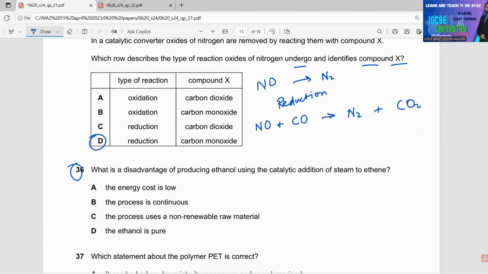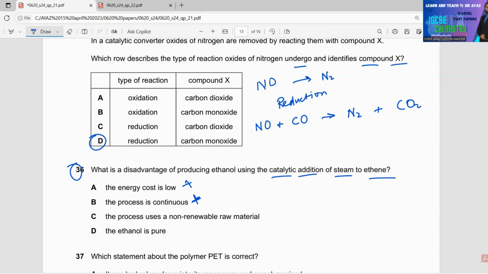36. What is a disadvantage of producing ethanol using the catalytic addition of steam to ethene? A, the energy cost is low. We don't have a low energy cost in catalytic addition of steam to ethene. The energy cost is high, so this is incorrect. B, the process is continuous. The statement is correct, but this is not a disadvantage. This is an advantage, but they are asking for a disadvantage.